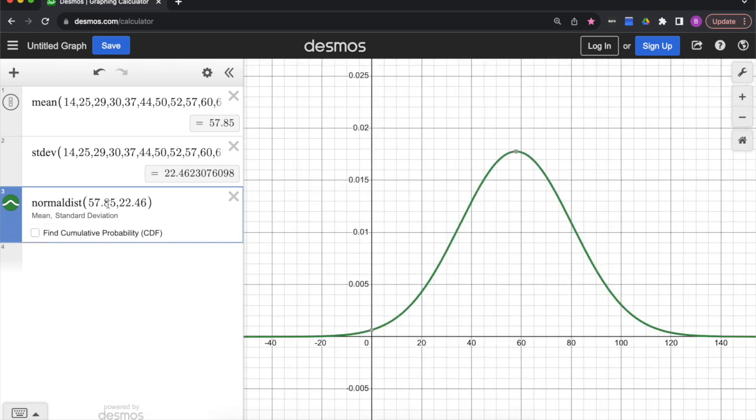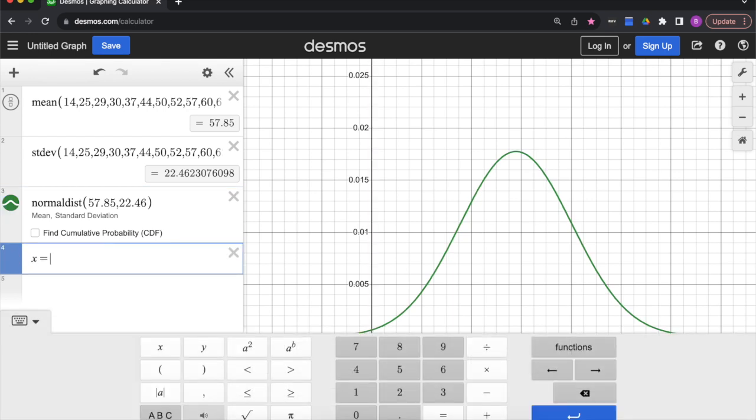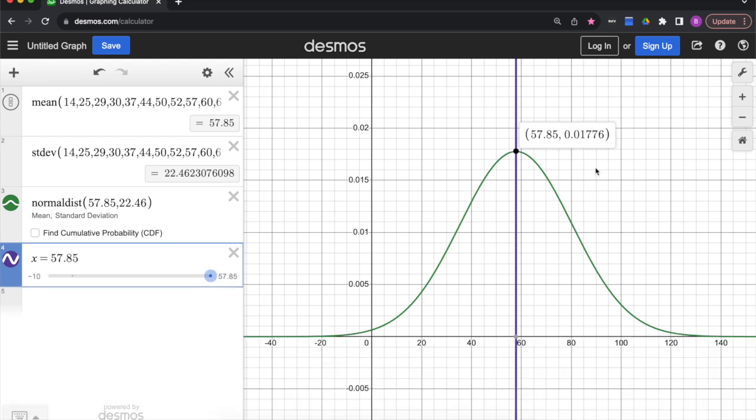So if you type in x equals 57.85, there's our mean. It goes right down the center of it. But you don't need that there. You can leave it if you want.